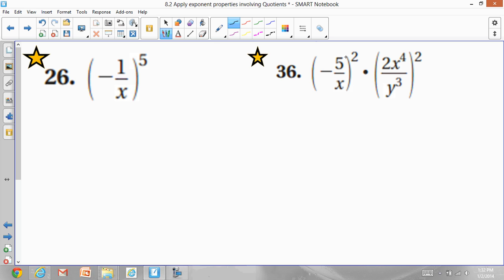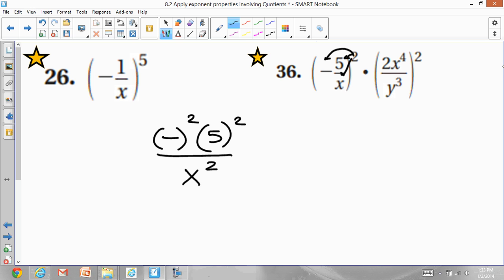So if you look at the first one, the 2 goes with the negative, the 2 goes with the 5, the 2 goes with the x. So if you expand that, it's going to look like negative gets a 2, 5 gets a 2. Anytime you are expanding and applying, make sure that you stick it inside a parenthesis, and the denominator x gets a 2. So that'll be the first step. Rewind and rewatch, and this will be a little bit more clear.